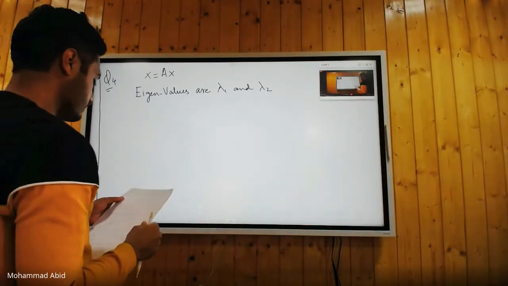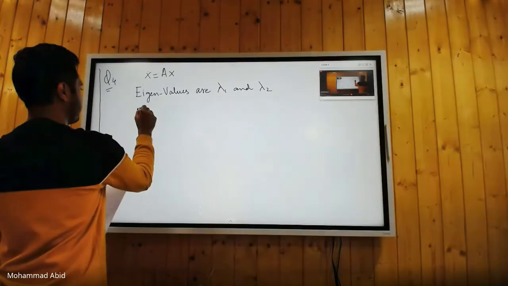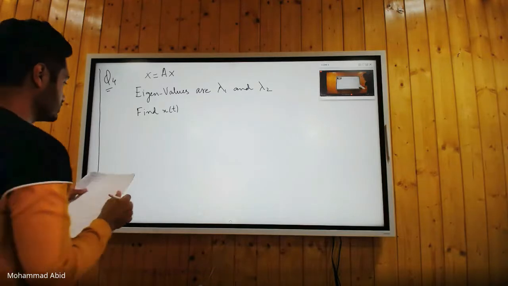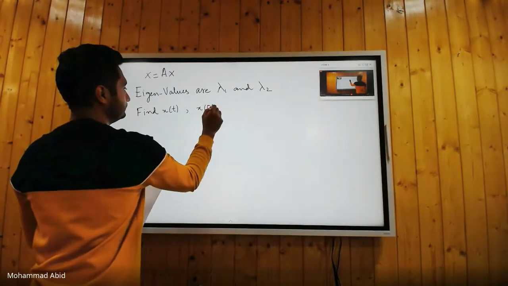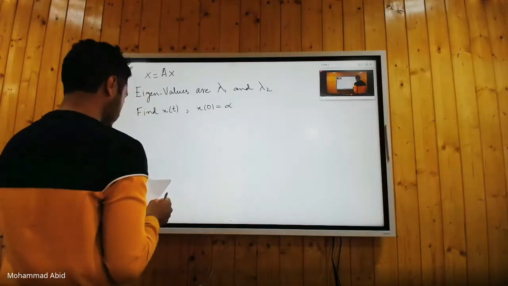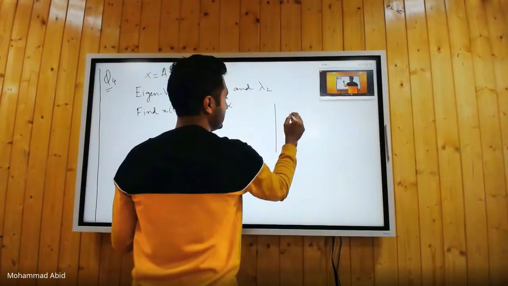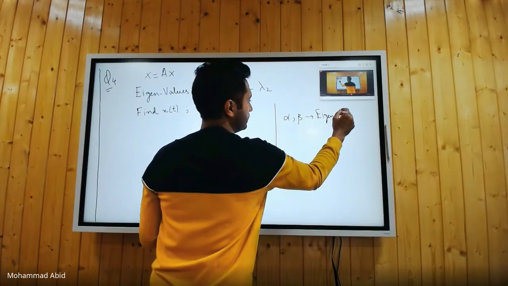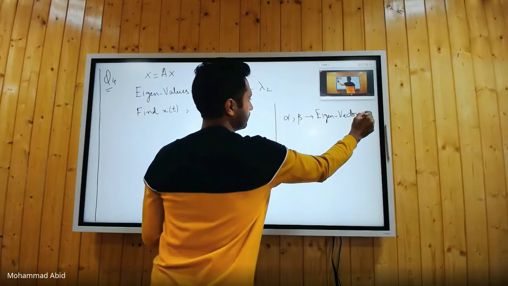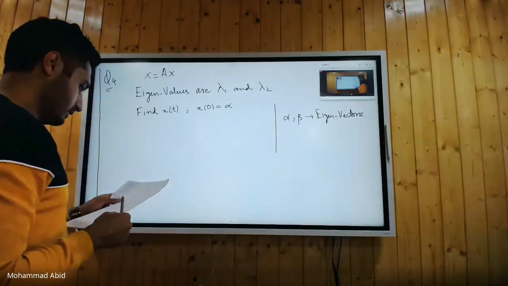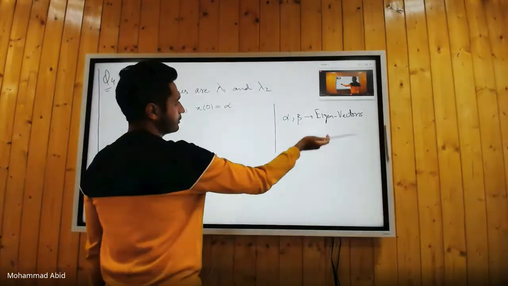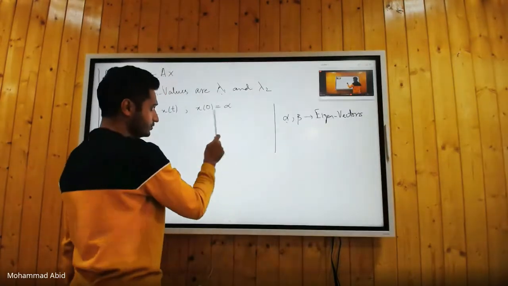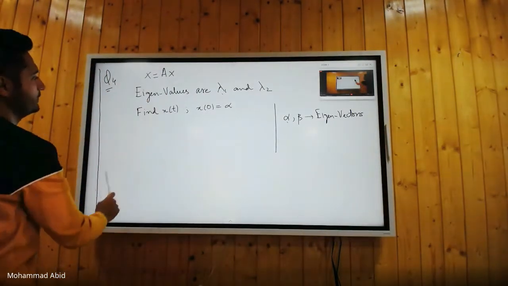So find response x(t). You have to find x(t) due to initial condition x0 equal to alpha. And alpha and beta are the eigenvectors of the problem. This is also given. So alpha and beta are the eigenvectors corresponding to lambda 1 and lambda 2. And the first eigenvector, alpha, that's your initial condition. For this system, you have to find x(t).